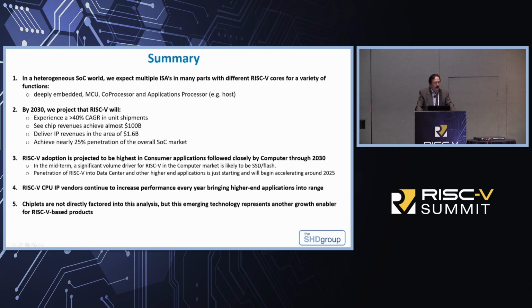Penetration of RISC-V into the data center is already starting to occur. We think that is going to continue and accelerate, probably starting around 2025. The RISC-V CPU vendors, we believe, are going to continue to introduce higher performing cores every year, inching closer to the top end of the performance range, which is understandable given the nature of competition.